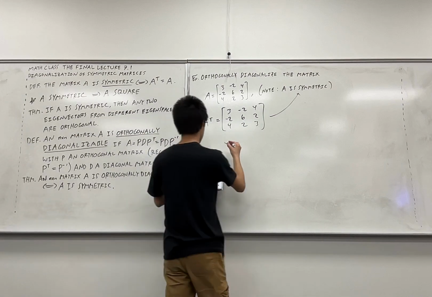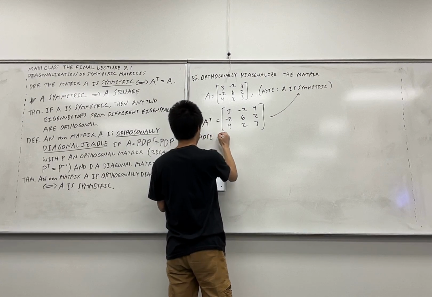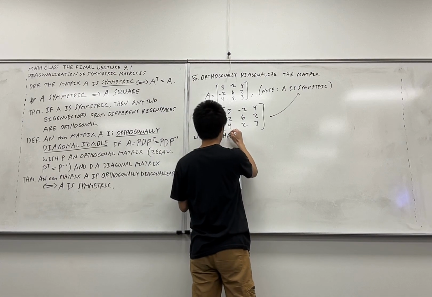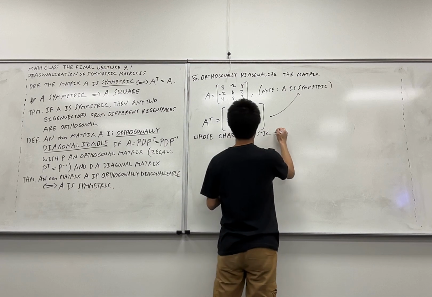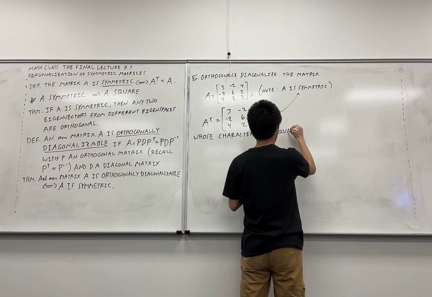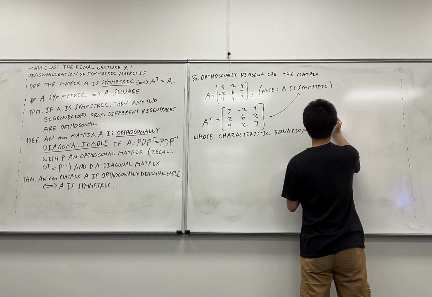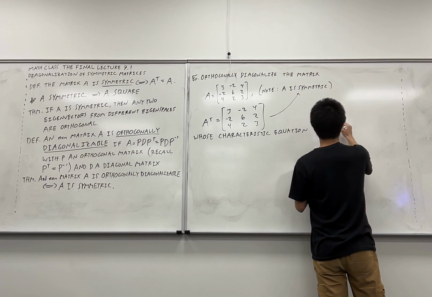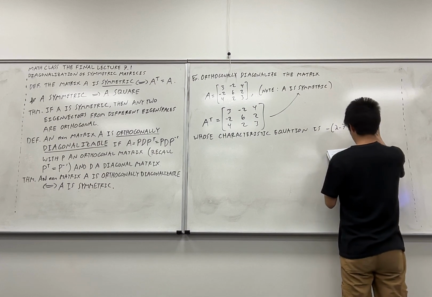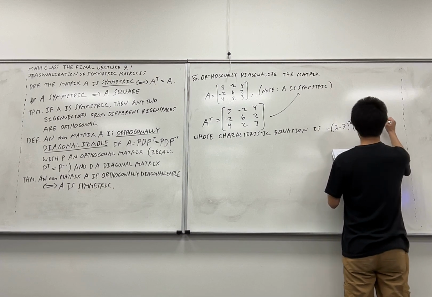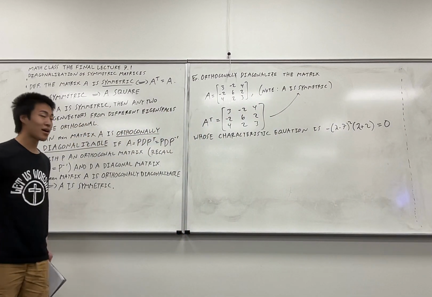Now, because I don't want to waste your time, and it's not the skill that we're trying to test today, I'll give the characteristic equation here. The characteristic equation is negative lambda minus 7 squared times lambda plus 2. So it's already been factored for you, so that all we have to do is identify our eigenvalues.